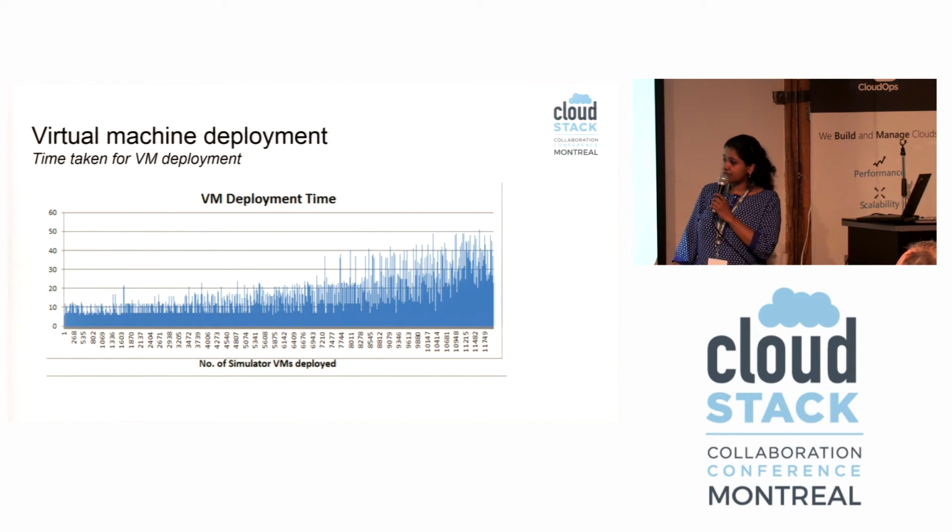So the first set of 6,000 VMs are pretty okay, and you see that the average deploy time takes longer and longer.